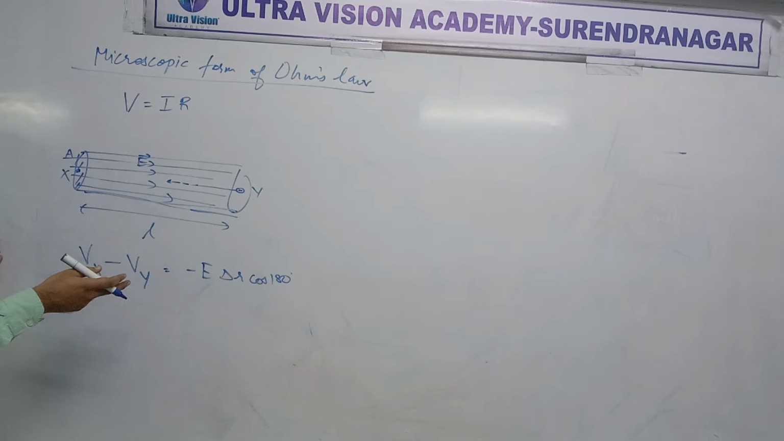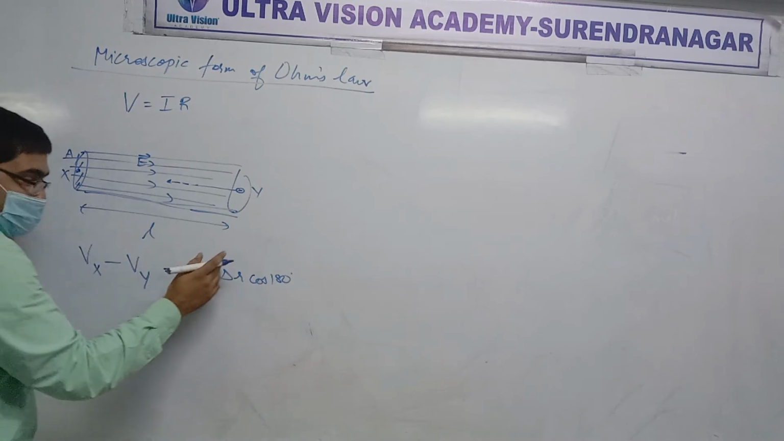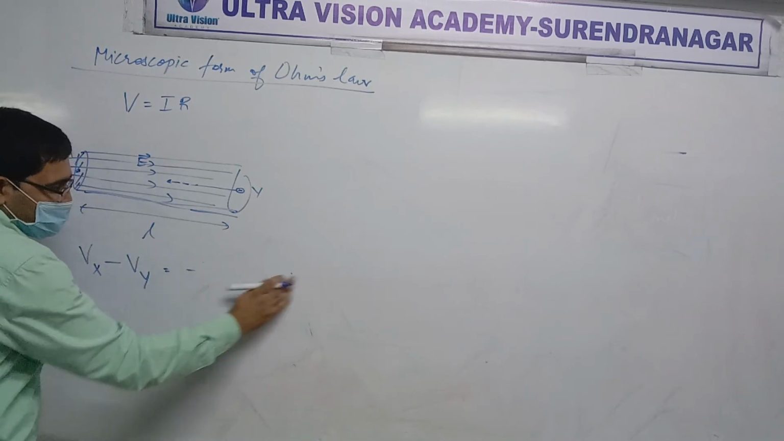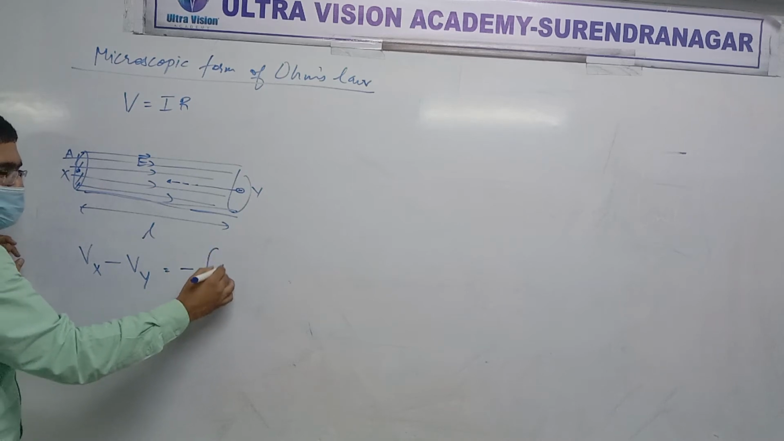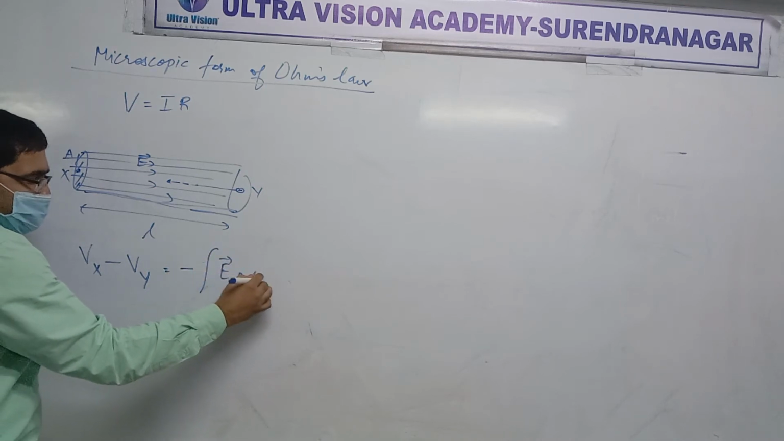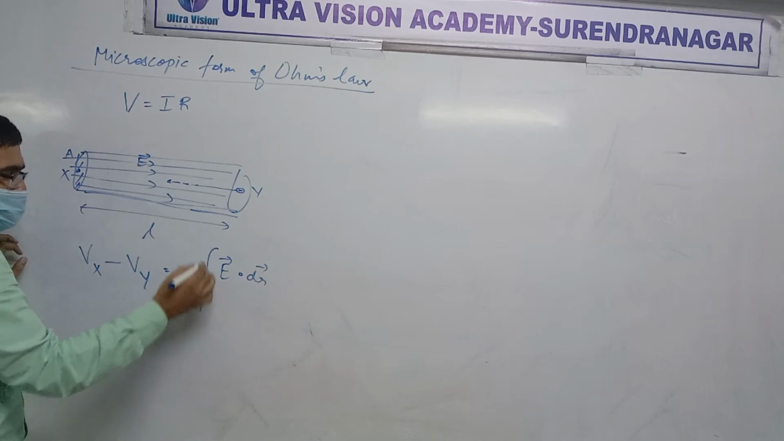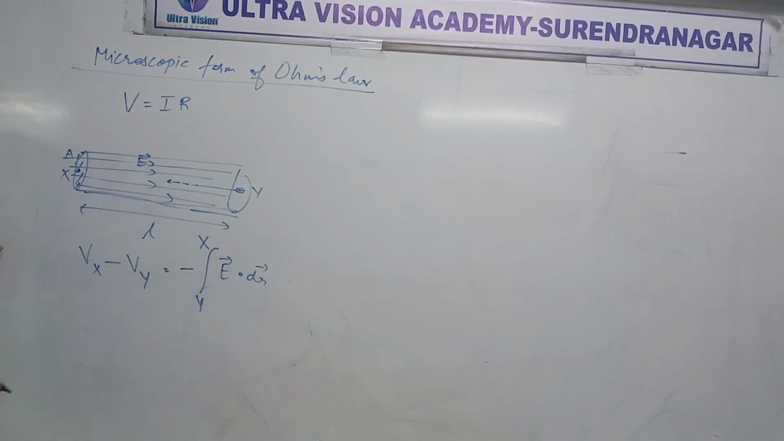Minus, what is the actual formula, do you remember from the second chapter? Negative integral of E vector dot dr vector from the initial point to the final point. Yes or no? Correct or not?